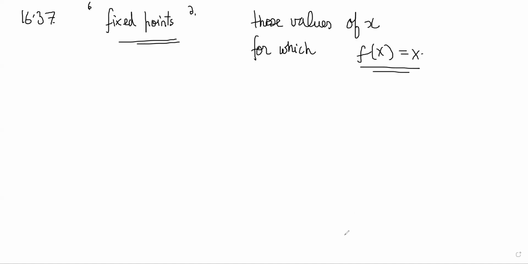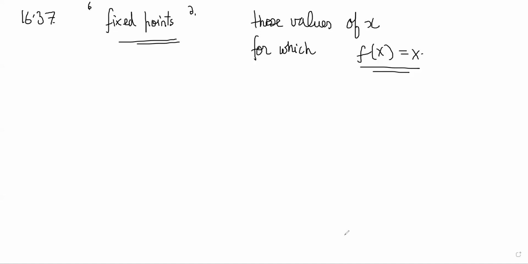So there could be a fixed point to some function. It is not necessary that all functions have fixed points. It's not required that every function has to have a fixed point. But if there is some x for which f of x equals x, then it has a fixed point, right?